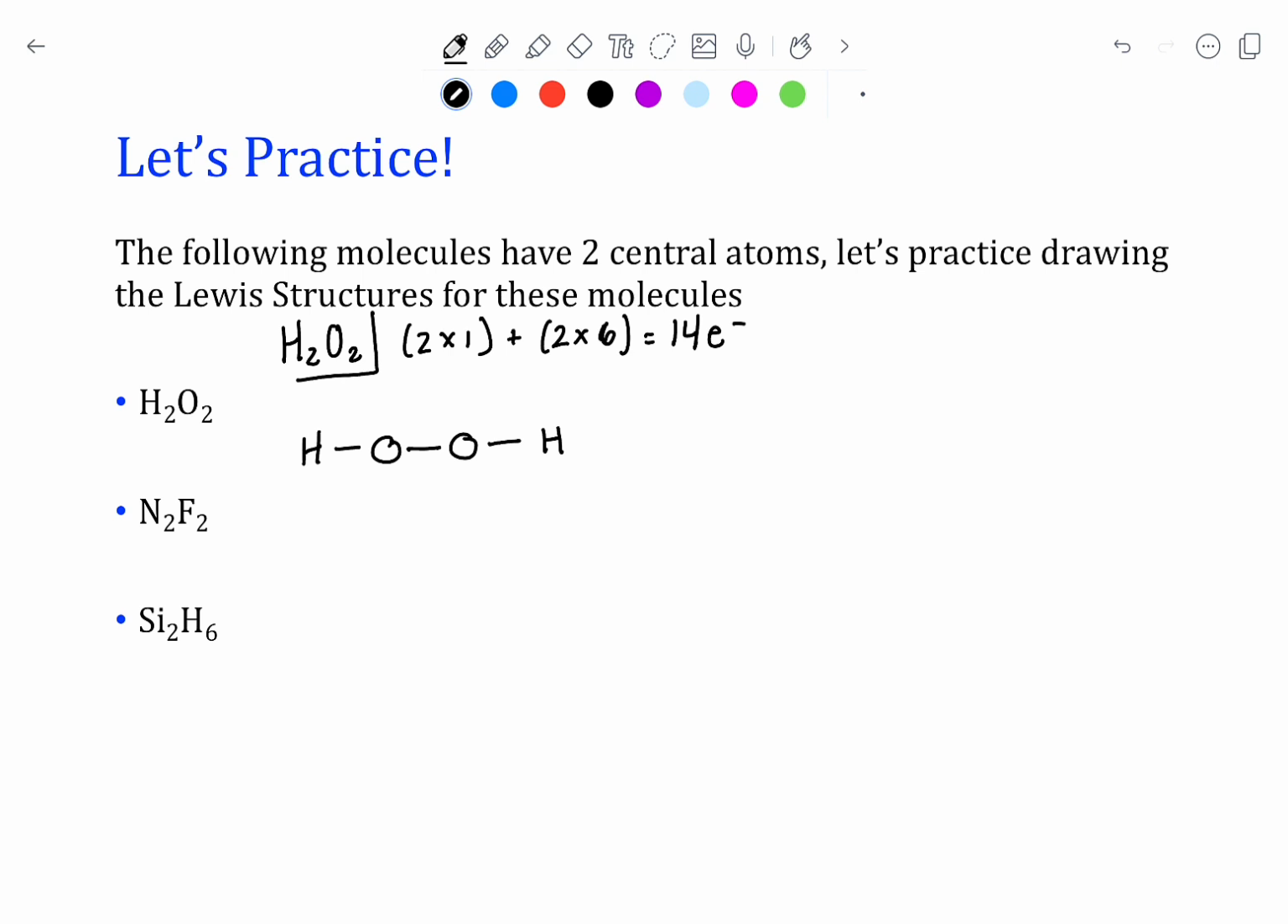Okay, so that's our structure. I've used up all of my atoms. And in doing that, I've used up 6 electrons, right? I have 2, 4, 6 electrons that are wrapped up in bonds. So I'm going to subtract those 6 electrons there.